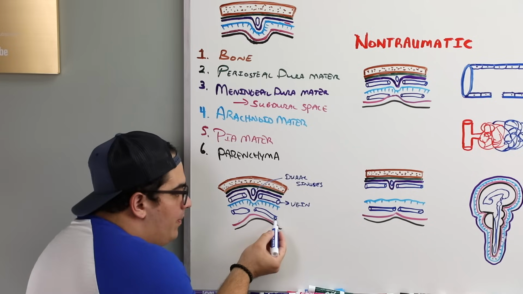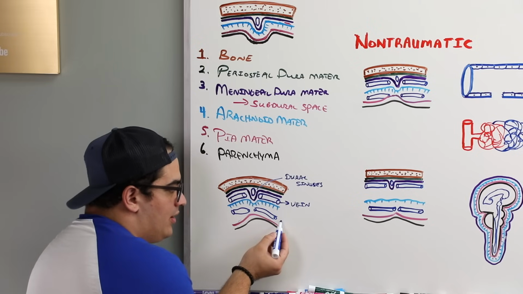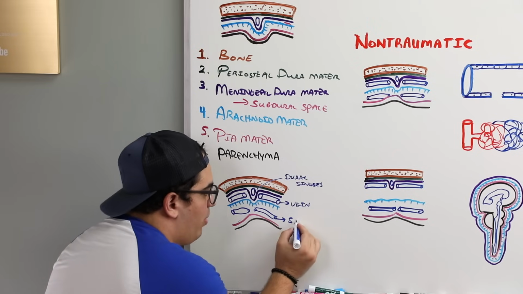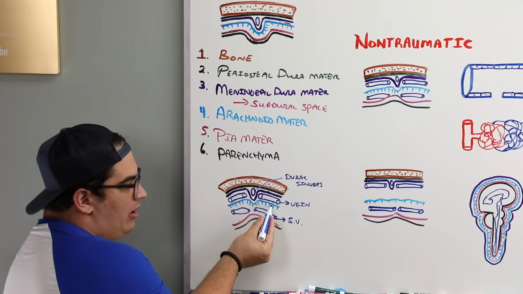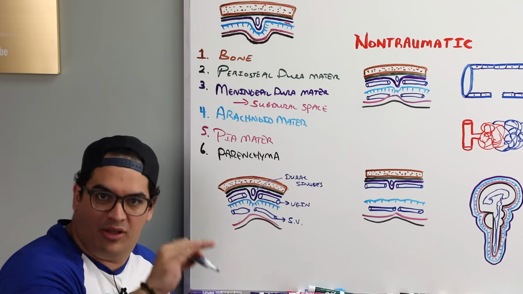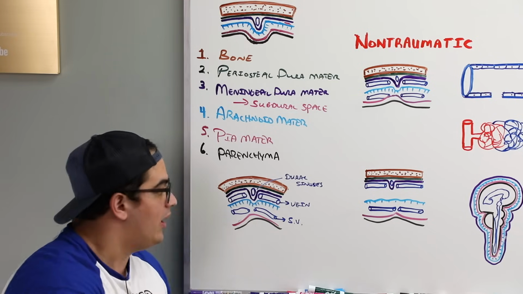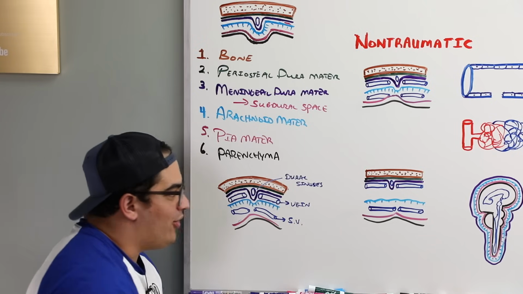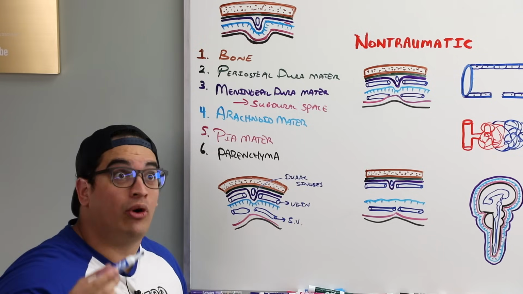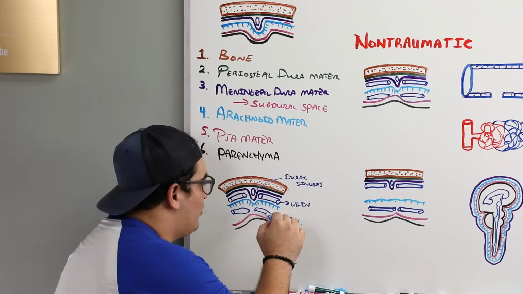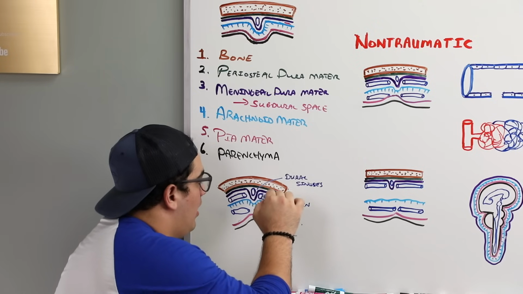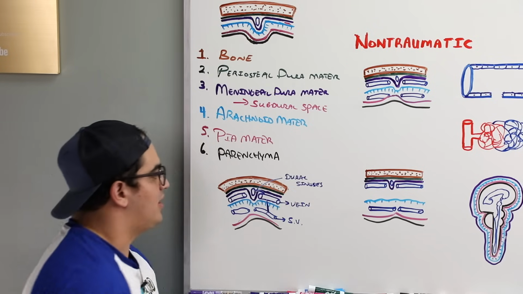Then down here, there's these superficial veins. All right, we're just going to put SV, superficial veins. Here, basically between the arachnoid mater and the pia mater. They're pretty much near the actual brain tissue. This vein here in the middle acts as a bridge between this superficial vein and this dural venous sinus.